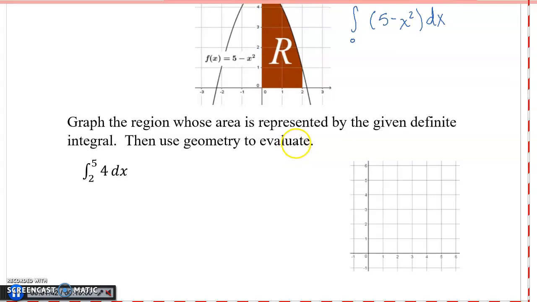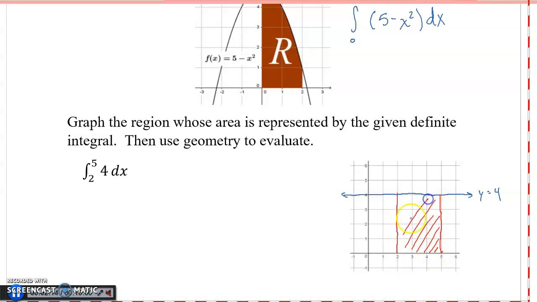evaluate some definite integrals without the use of calculus. For example, the definite integral from 2 to 5 of the function 4 with respect to x. Well, let's see, 4 is a horizontal line, right? When we graph a constant, we get that horizontal line at y equals 4. This is y equals 4. And our x values go from 2 to 5. So we're asking for the area under the curve between 2 and 5.